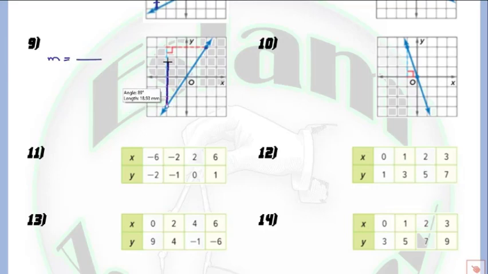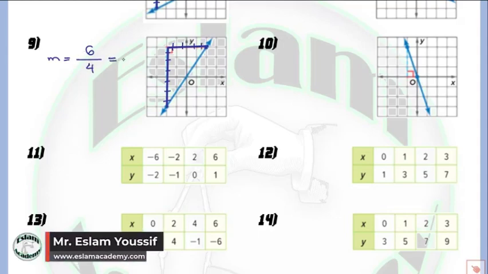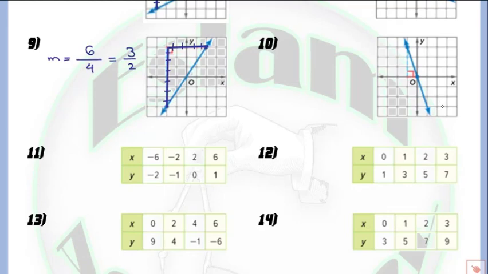Now we'll draw the right angle triangle joining the 2 points. Count the vertical change. 1, 2, 3, 4, 5, 6. We have 6. And now count the horizontal change. 1, 2, 3, 4. So it will be 6 over 4. 6 over 4 in the simplest form will be equal to 3 over 2. In question number 10, we have a line going down.